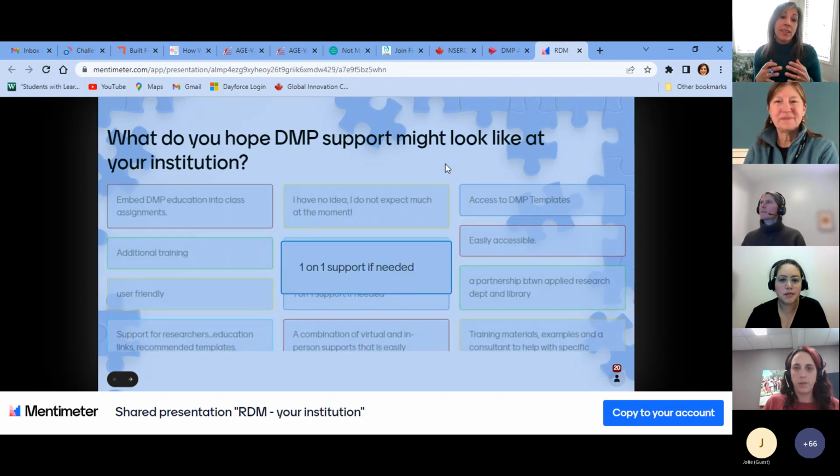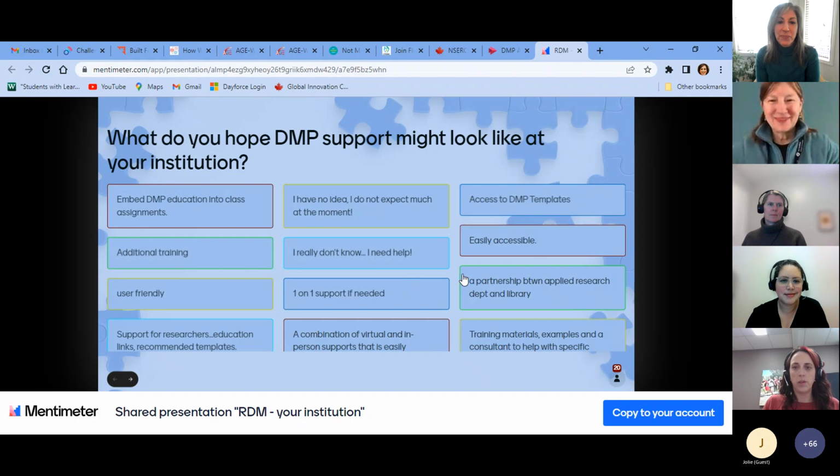And we are also trying to decide where that support might live, library, research office. So you'll probably need to have those conversations as well. Agreed.